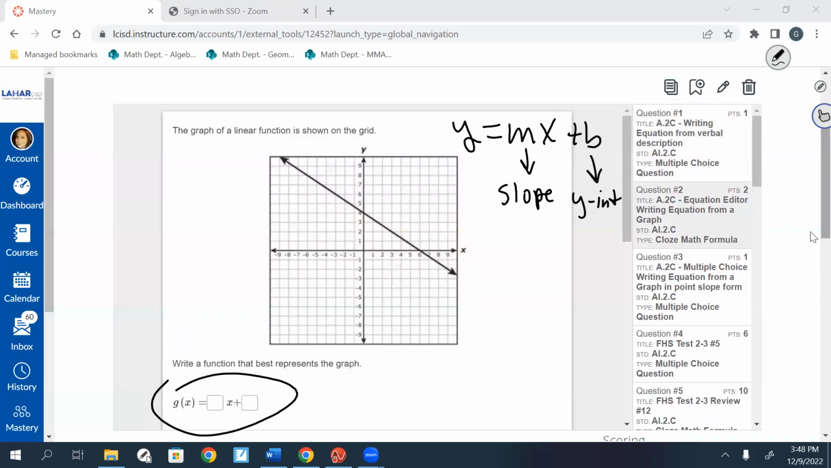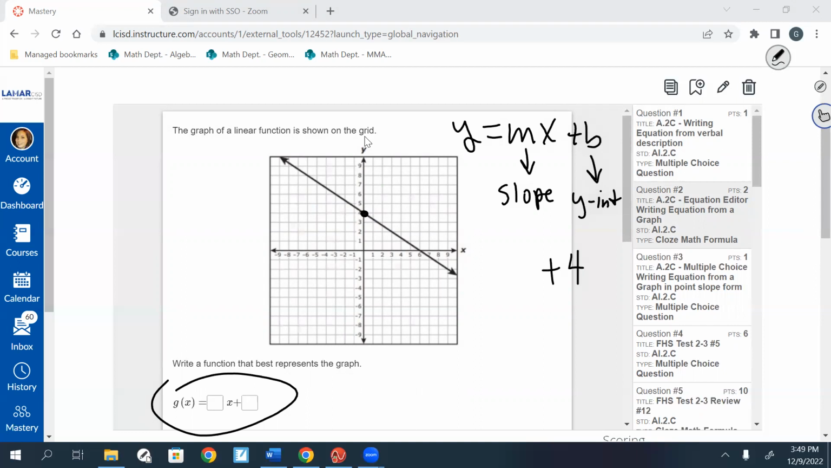So what we have to do is, first thing, the easiest part to do is find your y-intercept. So you'll look at your y-axis right here, right? This is our y-axis. So where does our graphed line cross that y-axis? It crosses it at 4. So my y-intercept is 4. It's positive 4. So I'm going to have a plus 4 on the end of my function there.